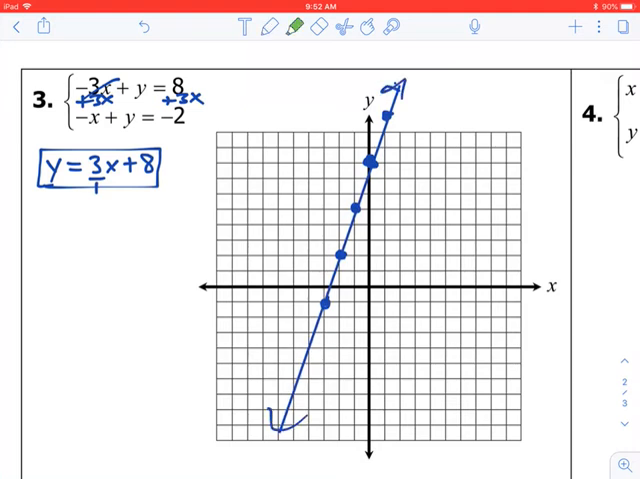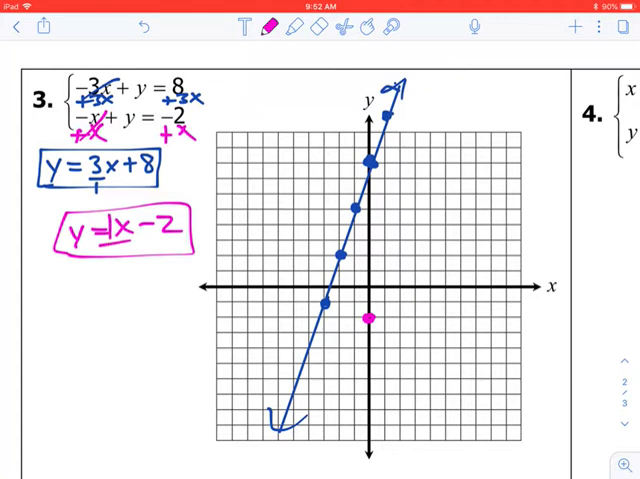All right, and then for the other one, I've got to add x to both sides. So for that one, I've got y equals x minus 2, sorry. So again, negative 2 is my y-intercept, and I'm going up 1 over 1. Now that means I need to go down 1, left 1 as well. And it looks like I found my point of intersection right there.